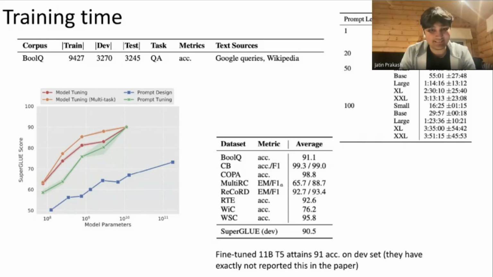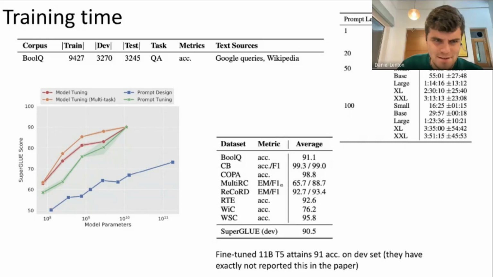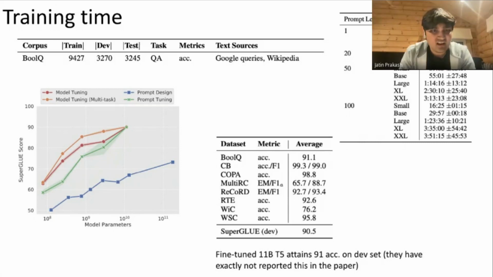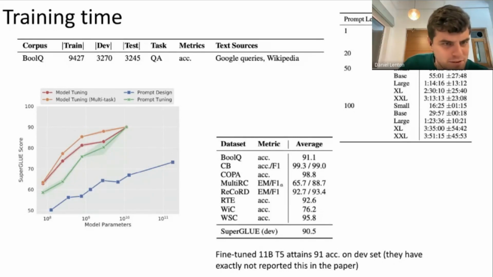Is that 9,427 seconds then? I'm confused a bit. No, the top left. No, because that's 3,000. These are the train points. Yeah, these are the number of examples. Exactly, and then test, and then the validation set and stuff. Yeah.